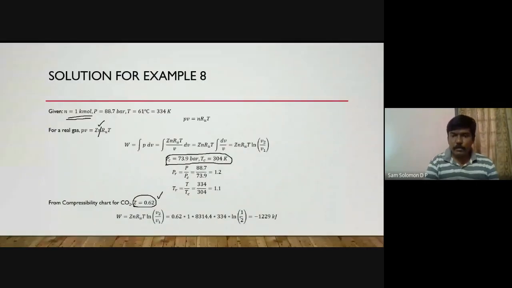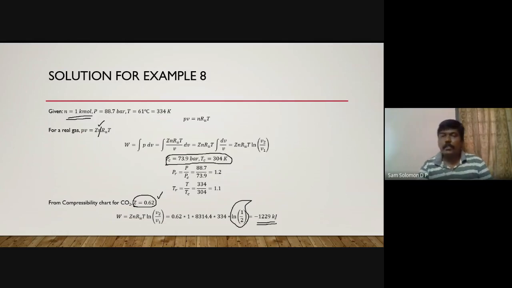So that is what you are right, that is what is written here, ln of 1 by 2. They are getting a negative answer, which is minus 1129 kilojoule, which means this is a work input. It's not a work output, it is a work input. That is why you are getting a negative sign.